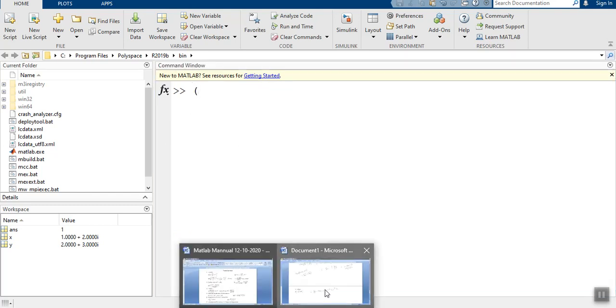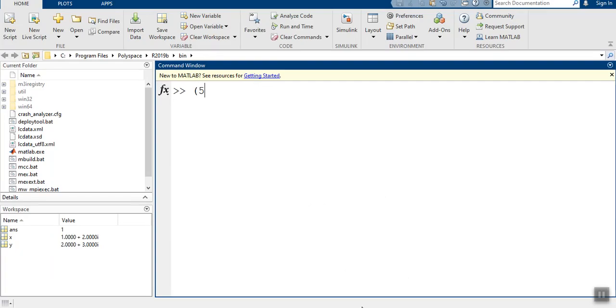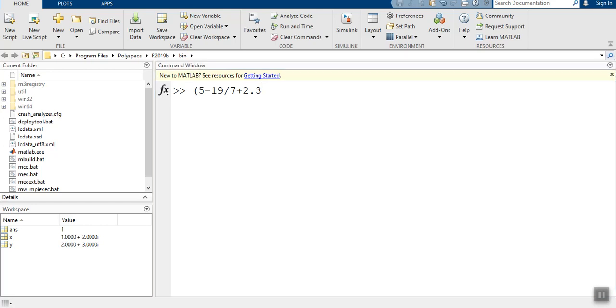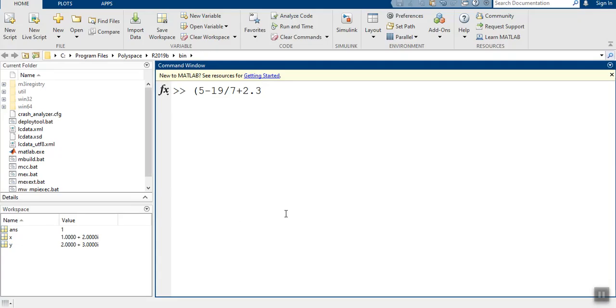Bracket, 5 minus 19 by 7, plus 2.5 whole cube, 2.5 power 3, power 2. So you will get the value. This value is 320.